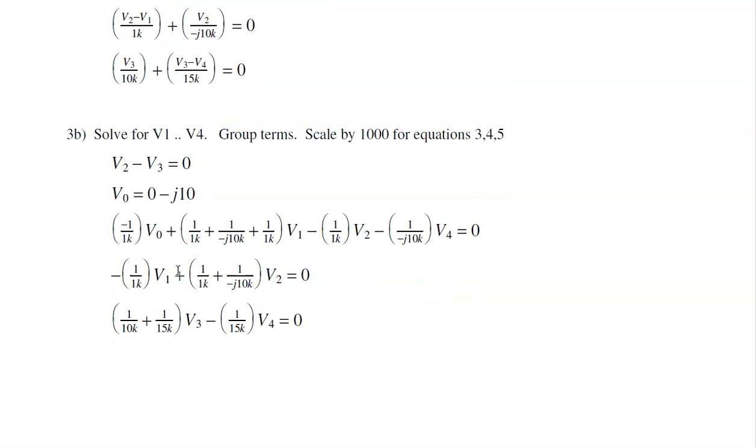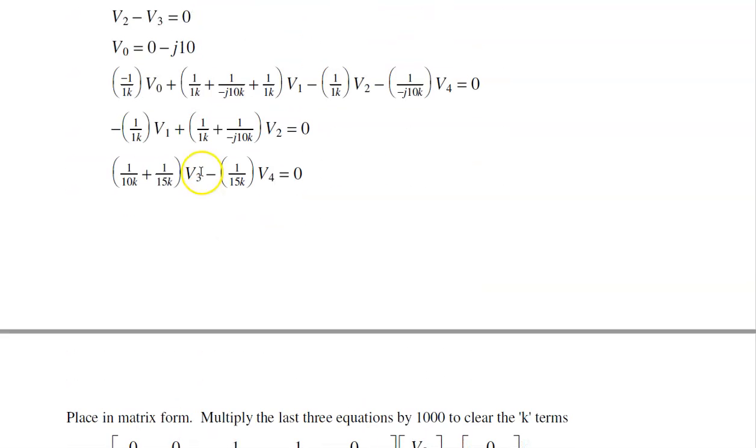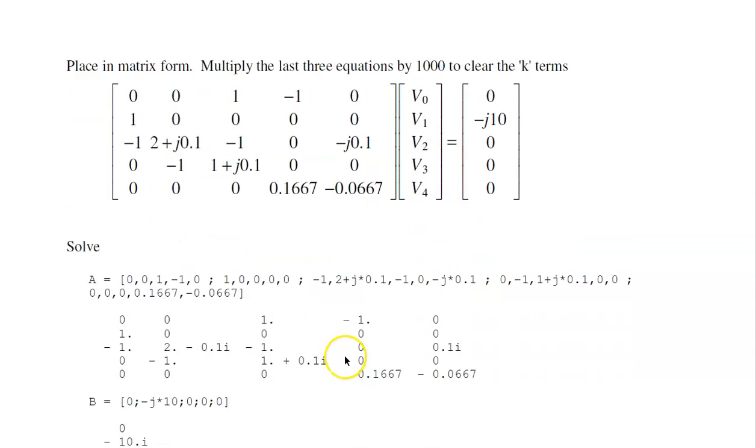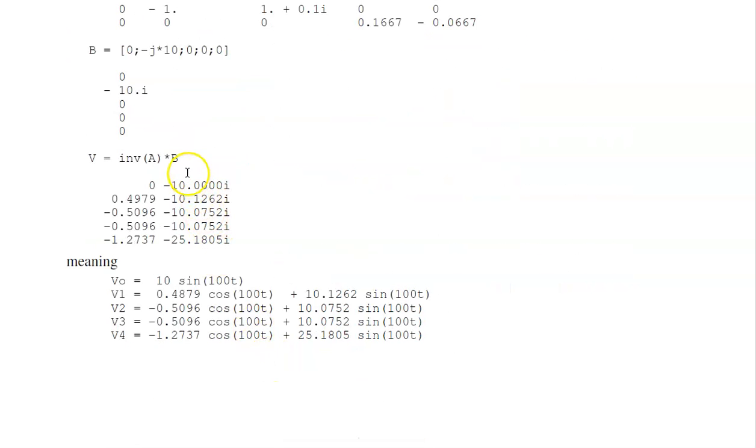To solve, group the terms. And here what I did, I just multiplied these equations by 1000 to make the numbers a little bit easier to use. So these are the same equations in matrix form. Throw in MATLAB and solve. And that's what you get. So again, the real part is cosine, minus j is sine. So these are the voltages.